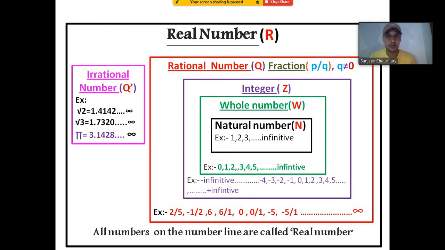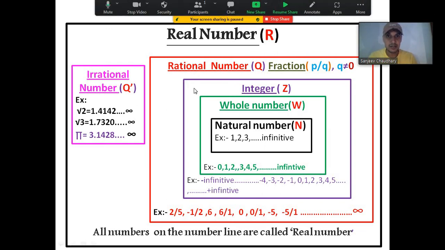Got it? Now try to understand next, integer. If somebody would ask you whether all natural numbers are integers, yes, possible. You can notice the natural number box is coming inside the box of integers.